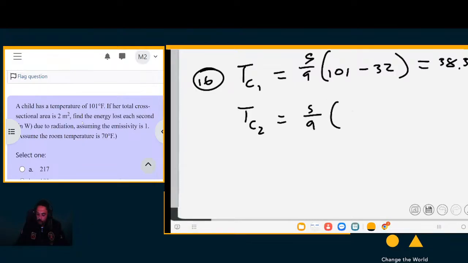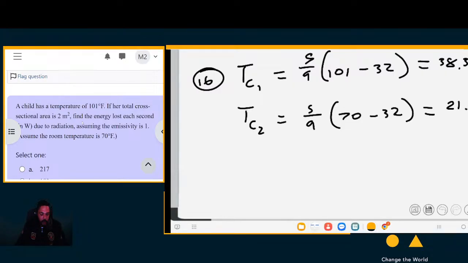Now for the second one, 70 degrees Fahrenheit minus 32. That is 38 times 5 divided by 9. And you can check this for yourself, and it is 21.11 degrees Celsius. Okay, so we have the temperatures now in Celsius.